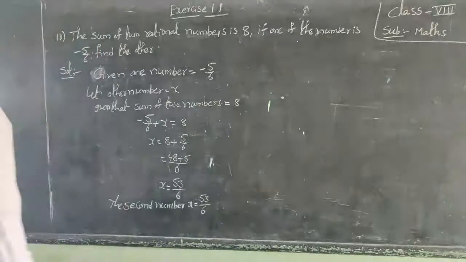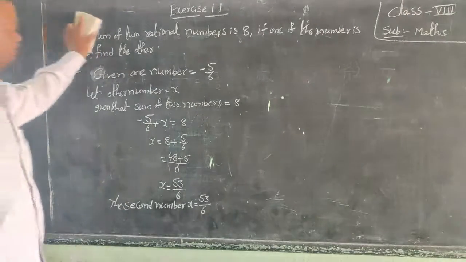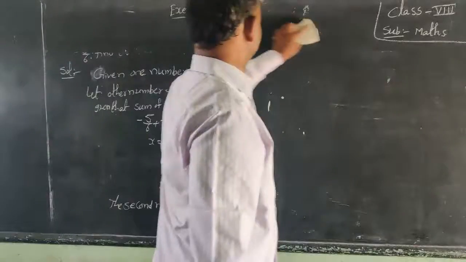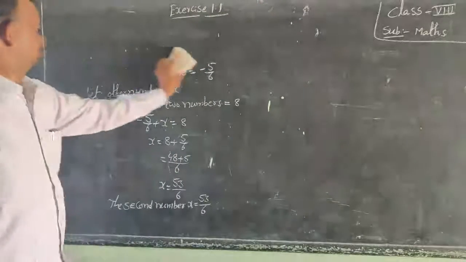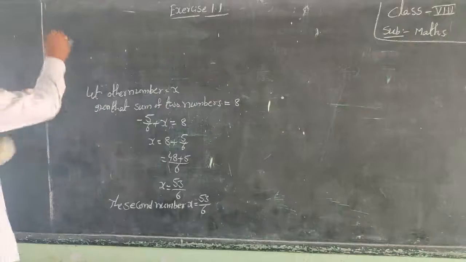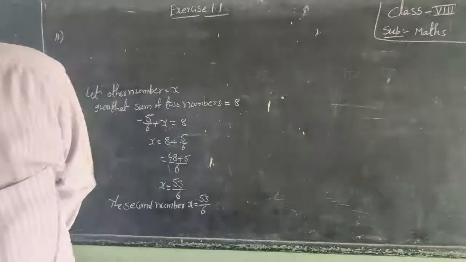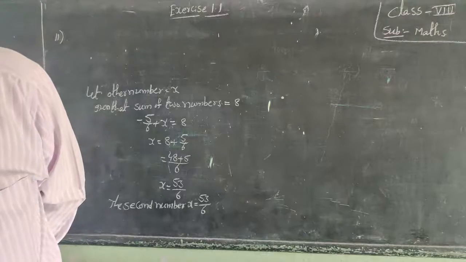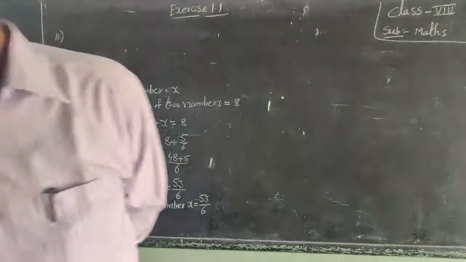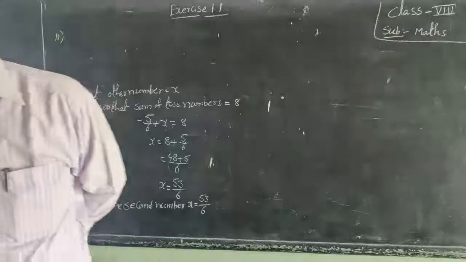And the 11th one, associative property in rational numbers.